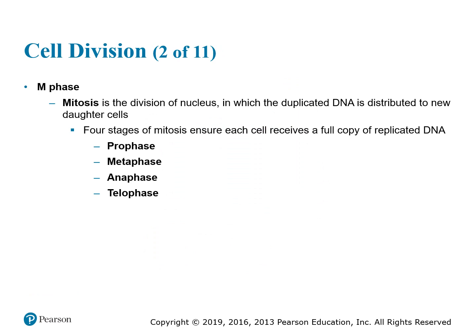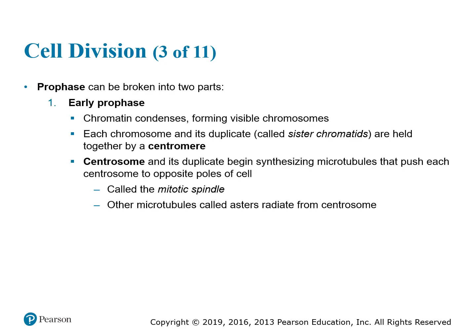So mitosis in its simplest form is the nuclear division. So the DNA is duplicated and distributed to new daughter cells. There are 4 or 5 stages depending on who you talk to. Some like to include a pro-metaphase in here as well, but we want to make sure that each cell is receiving an identical copy.